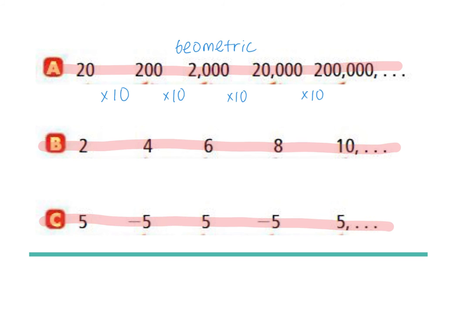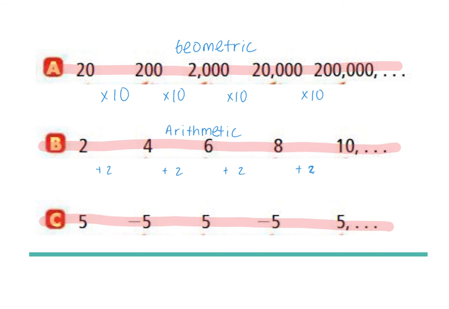Does anyone see the pattern in B? Alan? You're adding 2 each time. Plus 2, plus 2, plus 2, plus 2. So guys, we're adding 2 each time, right? What kind of sequence is this? Arithmetic.